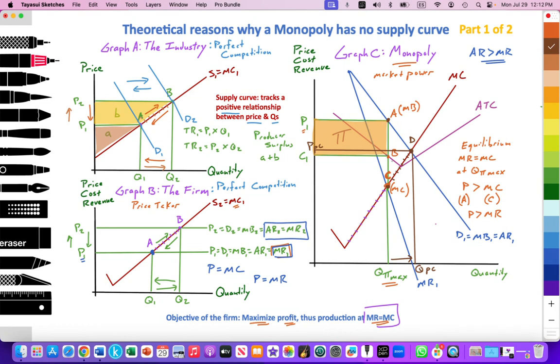So we can't really say that the marginal cost curve is a supply curve. And in the second video, it's going to be really emphasized as to why that is the case, why there is no unique or direct relationship between price and quantity supply once you have a firm that has the market power to determine price. So that will be in the second video.